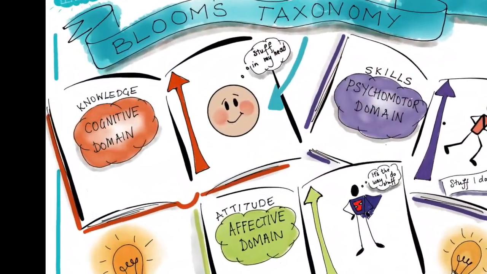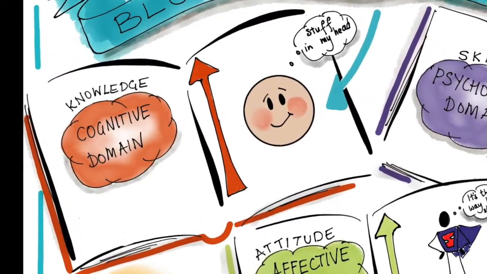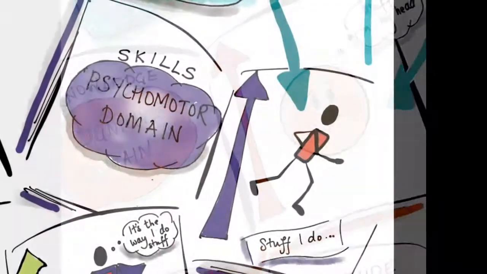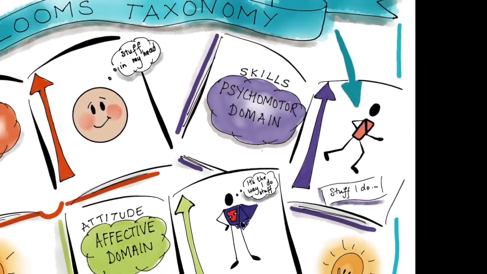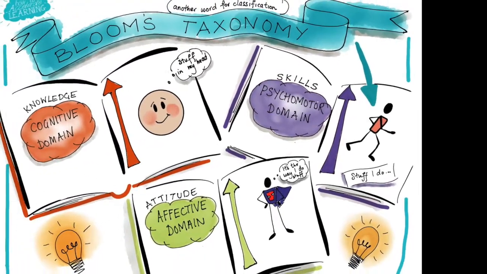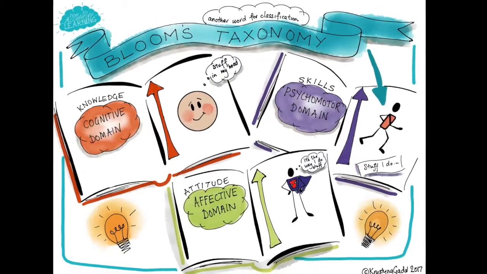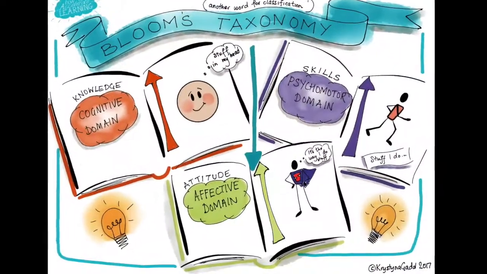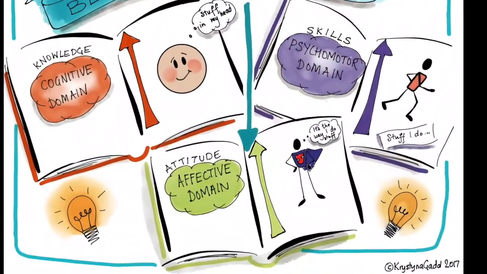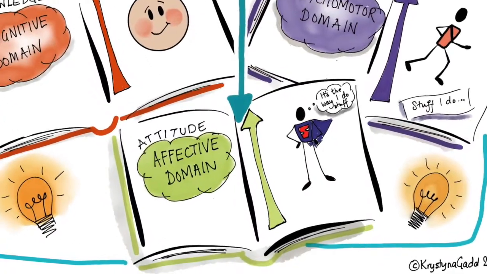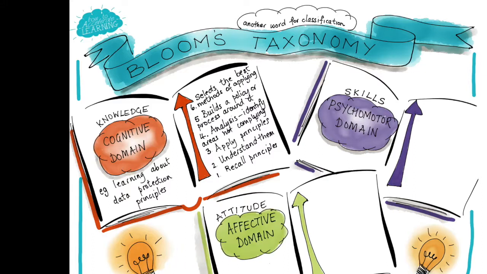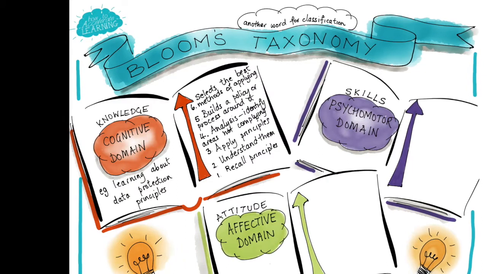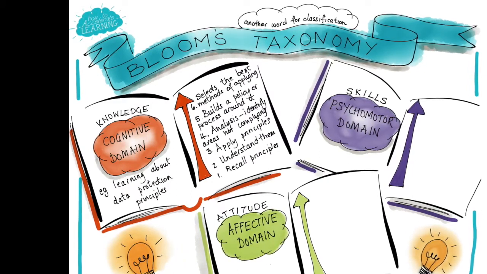The first domain, the cognitive domain, is all about knowledge. It's stuff that you have in your head. The second domain, the psychomotor domain, is all about skills. It's the stuff that you do, that you can see people doing. And the final one is the affective or attitudinal domain. And this is about how you do things. Let's look at each of the domains in turn using a simple example to illustrate.